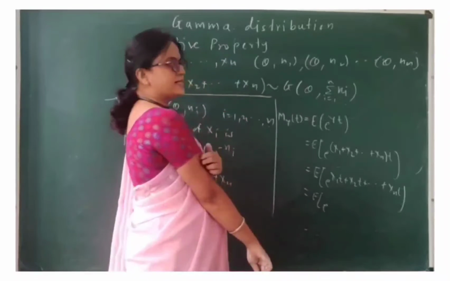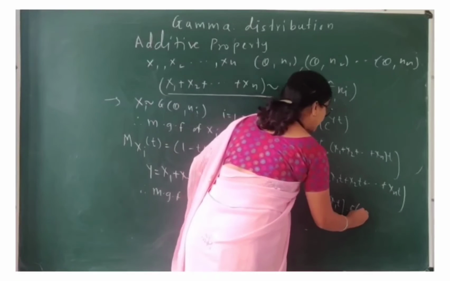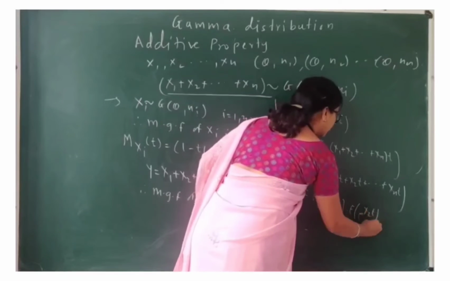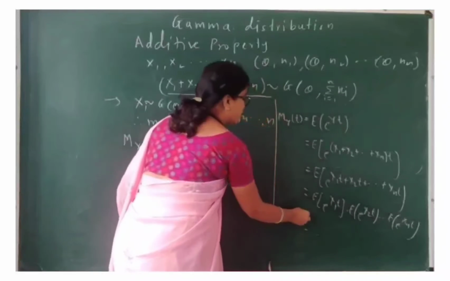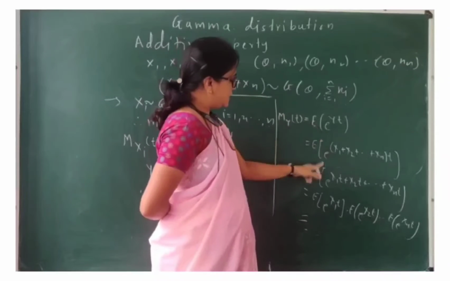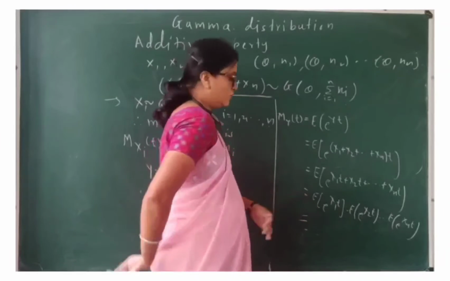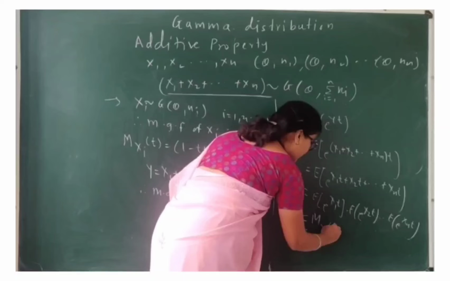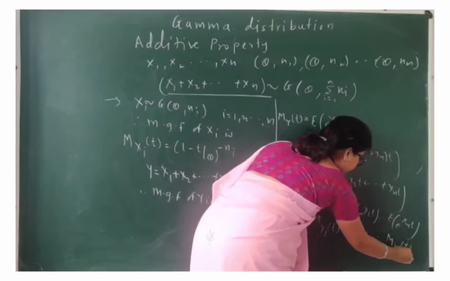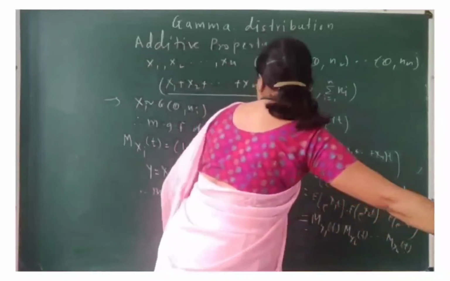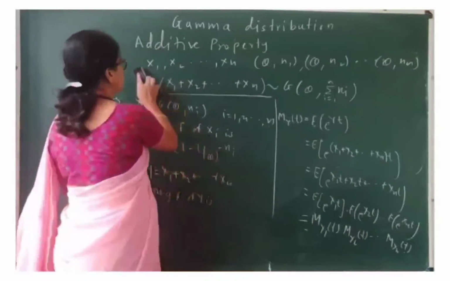Since x1, x2, up to xn are independently distributed, we can write this as the expectation of e raised to x1 t, into the expectation of e raised to the power x2 t, so on up to the expectation of e raised to the power xn t. If you observe the definition, each term is again the MGF of xi. So I can write this as M_x1(t), M_x2(t), so on up to M_xn(t). But I know the value of M_xi is (1 minus t by theta) raised to minus ni.